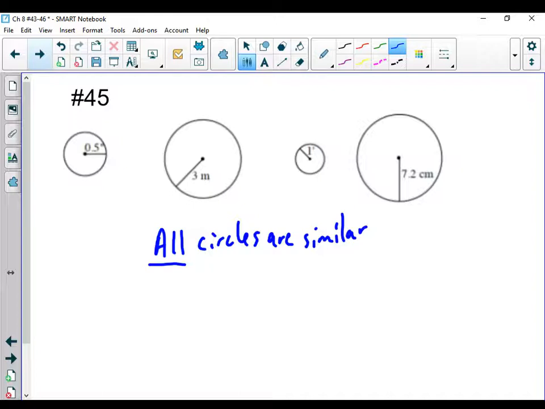So if I only have one value and then I'm comparing it to another circle, well, there's only one zoom factor or only one linear scale factor. For instance, if I went from this circle to this one, my linear scale factor was 3. If I went from a half to 3, that means my scale factor was 6, and so on. So just a reminder, all circles are going to be similar figures to one another.